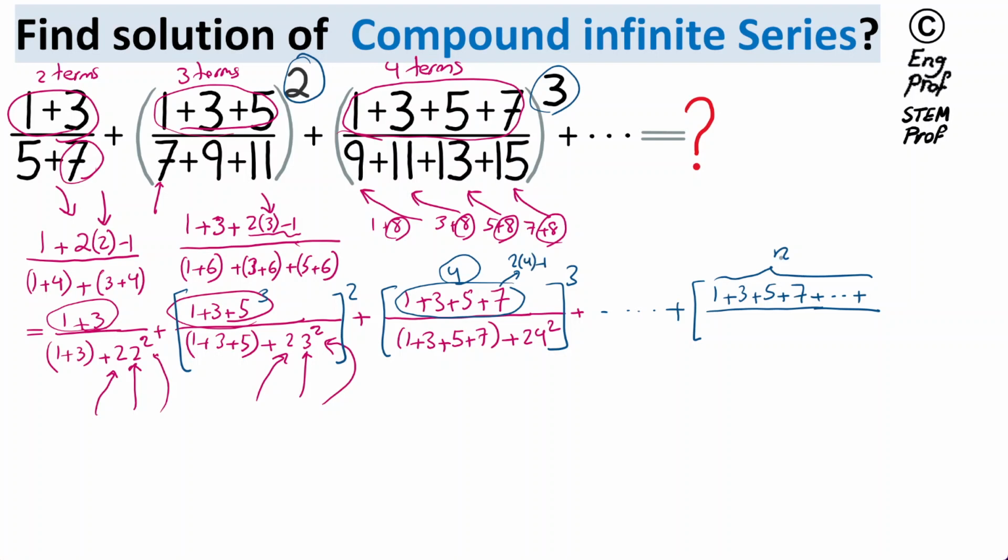So when we have n terms, the last term in the numerator is 2 times n minus 1. And of course, same idea. I can repeat that: 1 plus 3 plus 5 plus 7 plus 2 times n minus 1. And then we have 2 times n to the power 2. Okay, so what can we learn from this?